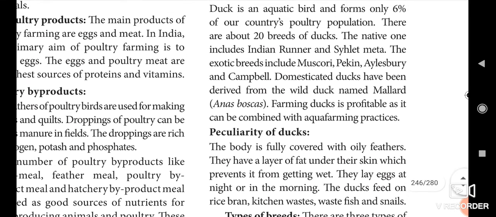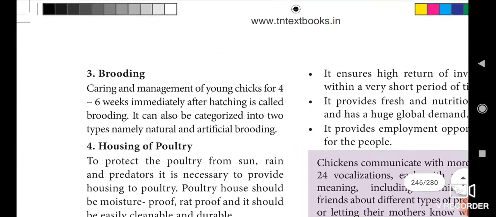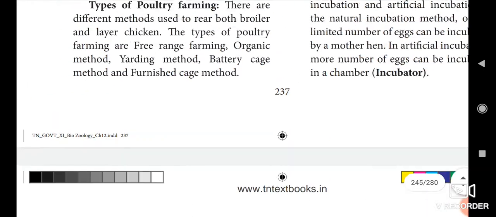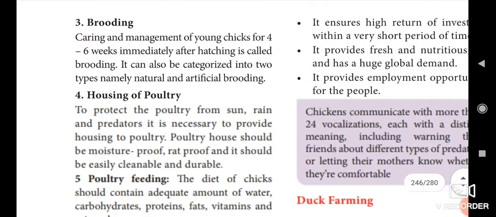Okay students, have you all understood this lesson? This lesson will be completed. The 11th standard zoology book will be completed.